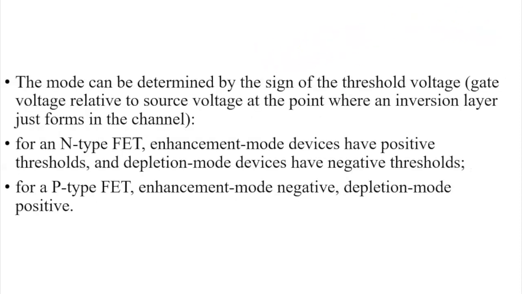The mode of these transistors can be determined by the sign of the threshold voltage applied across the gate terminals. For n-type FET, enhancement mode devices have positive threshold, and in depletion mode transistors, the devices have negative threshold. For a p-type FET, in enhancement mode we have to apply a negative threshold, and for depletion mode transistors we have to apply a positive threshold.